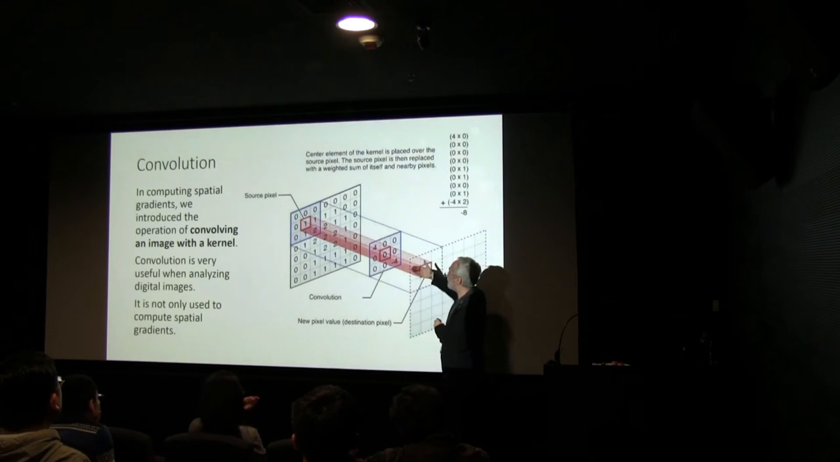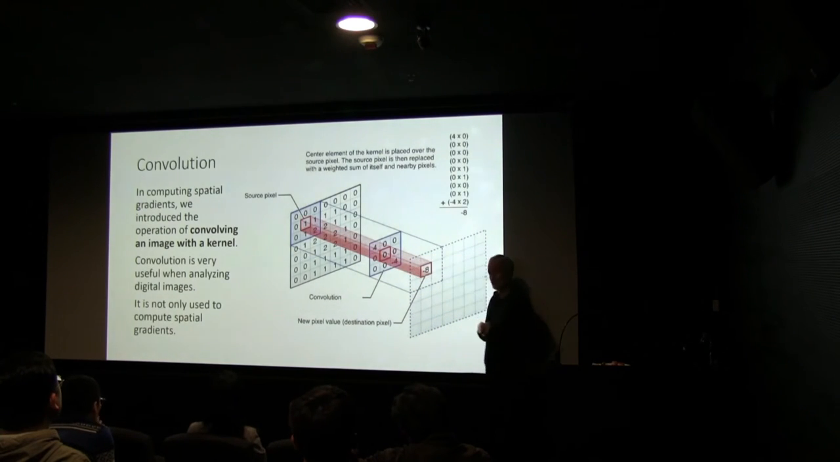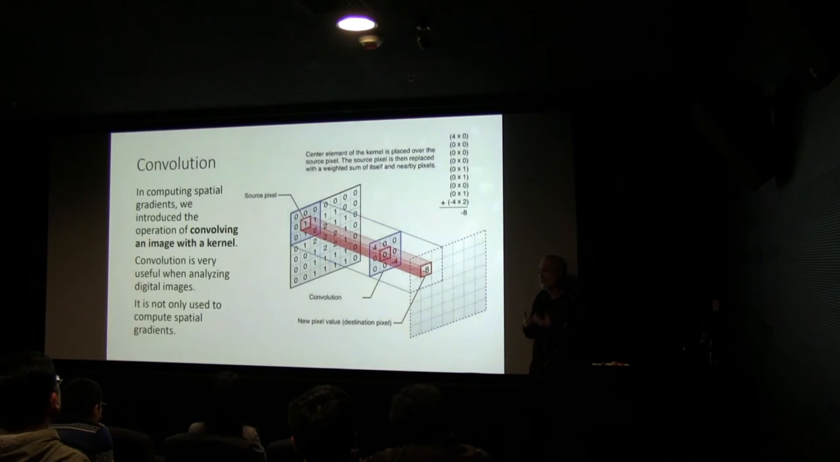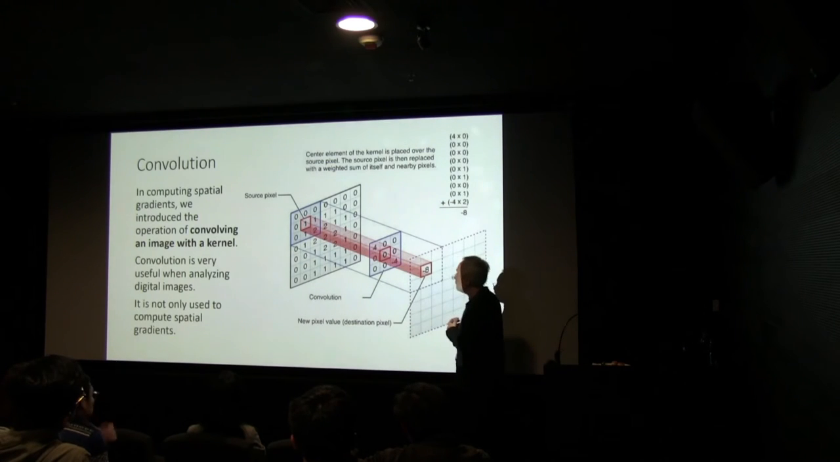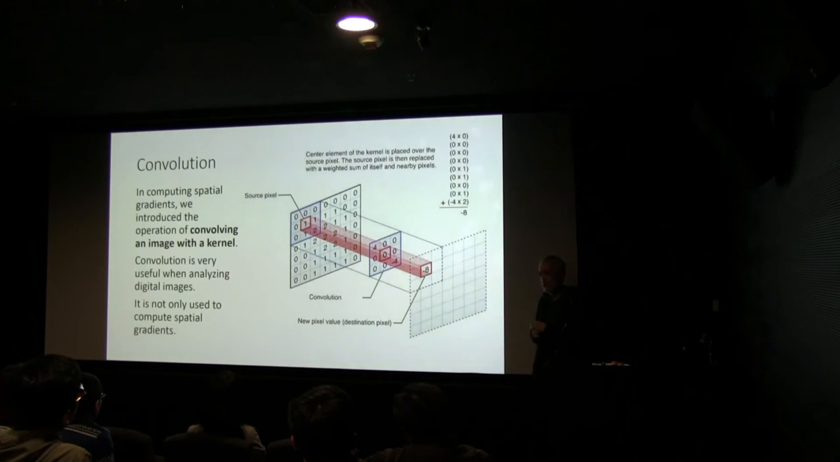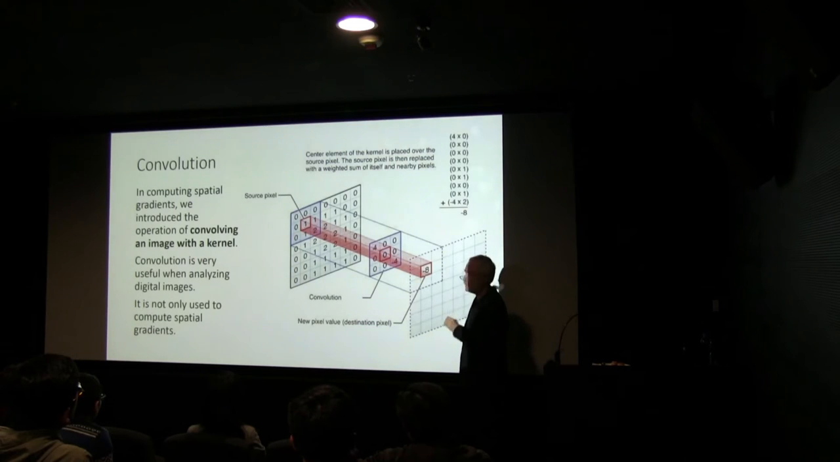So I want to go back to the idea of convolution, because this idea is not only used to obtain gradients. Right? We've talked about convolution to detect horizontal and vertical spatial gradients. But we use convolution for other purposes. So let me repeat again what convolution does very quickly.